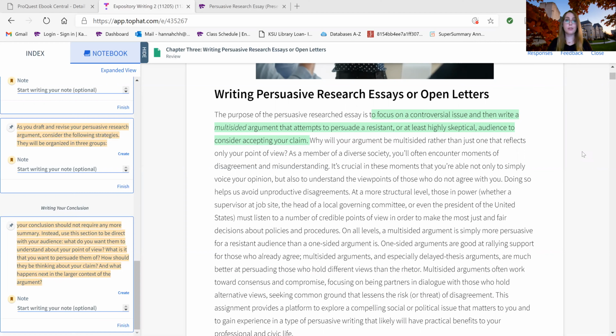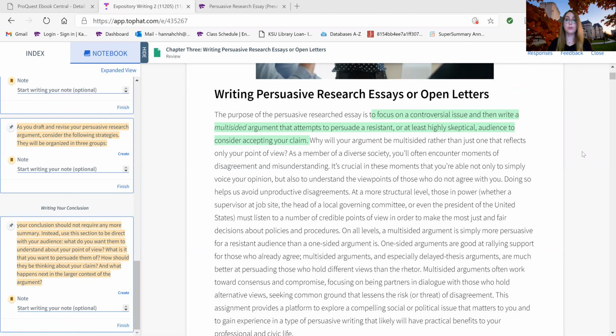So a couple key terms here. You are choosing a controversial issue. I have already approved or not approved most of your controversial issues. So if I have not done so already, please contact me.